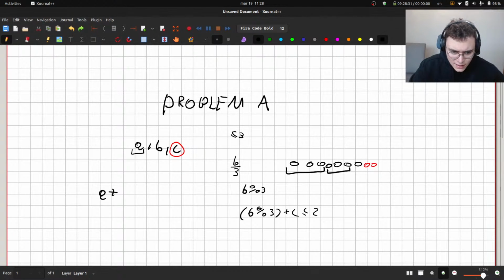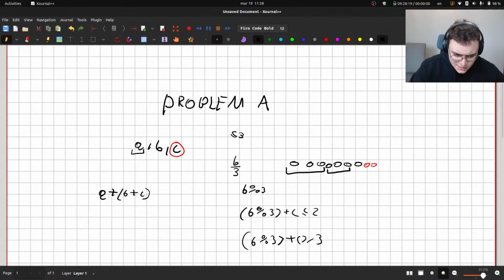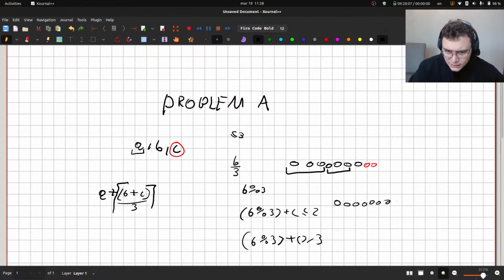That's important. And if B modulo 3 plus C is greater or equal to 3, then our answer is A plus B plus C divided by 3, but we have to round it up. Because we have those B-type people, then C-type people, and we'll just do greedy, like this. And basically, this is the result of this greedy.